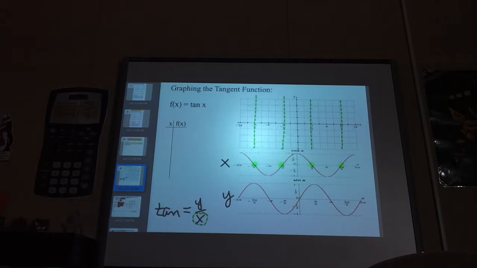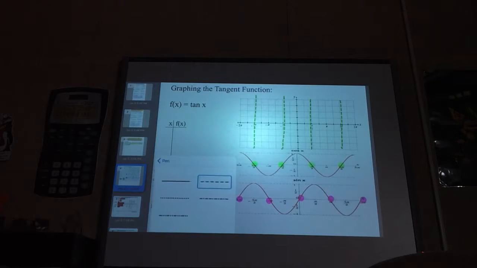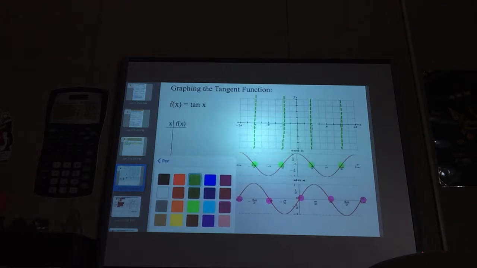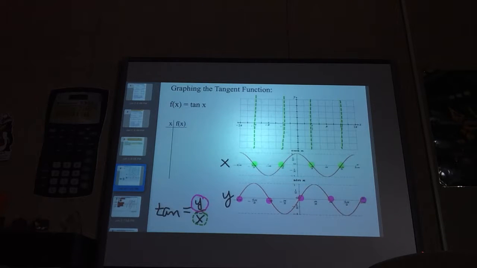Now let's think about where the y is equal to 0. That happens at all of the full pi's. Where the y is equal to 0, our function itself will be equal to 0. Now you'll notice that doesn't give us a whole lot of information, so we need more information.